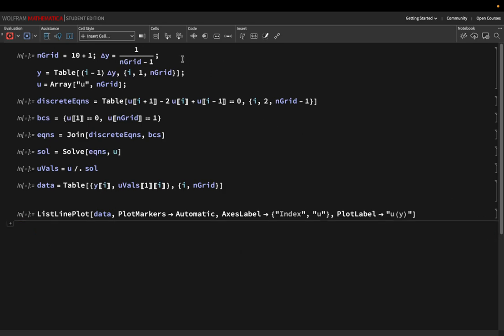First we will define the number of grid points. We have to discretize the domain. Our domain is only along the y direction because it is a one-dimensional flow field. I have given the number of grid points as 11, and delta y is 1 by the number of grid points minus 1.